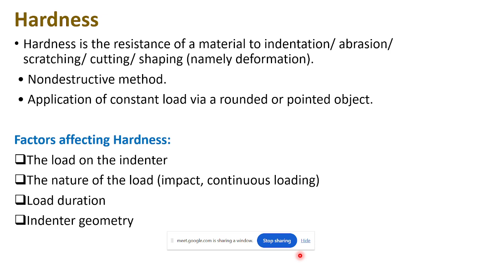The next physical testing is the hardness. Hardness is obviously very much important. And what does it mean? It is basically the resistance towards permanent deformation. In a general way, it is resistance towards permanent deformation. But we can also say that hardness is the resistance of a material to indentation or abrasion or scratching or cutting or shaping.